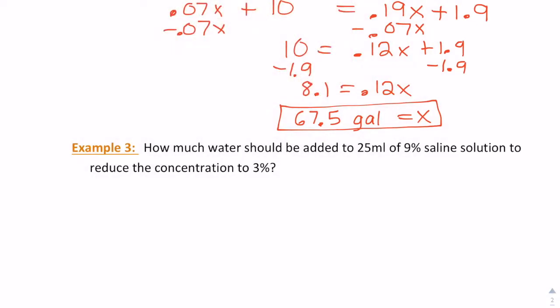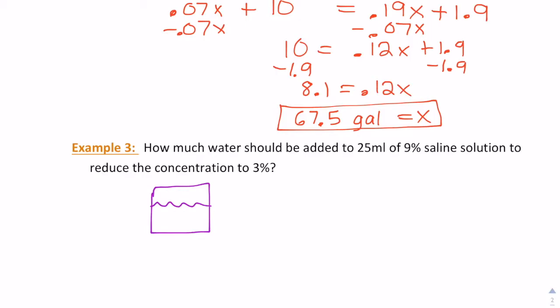Okay, so now you're taking some water, adding it to some saline, so salt water, to reduce it so it's only 3% concentration. So you're making it less salty. Like my picture here.